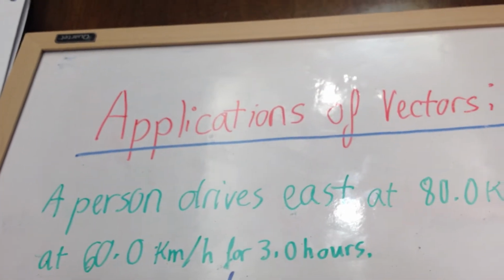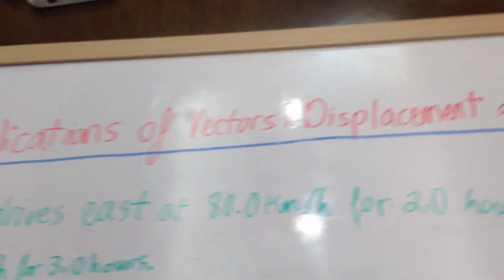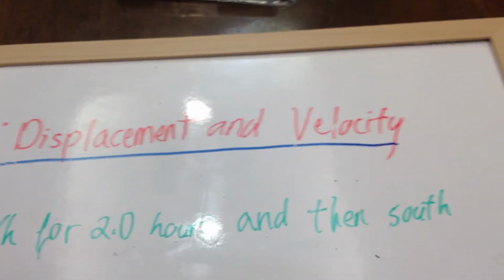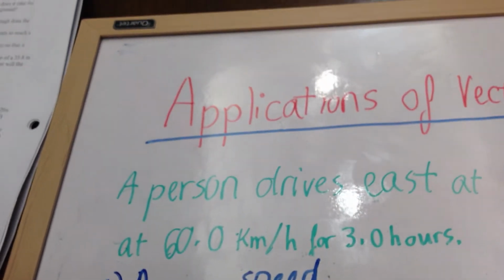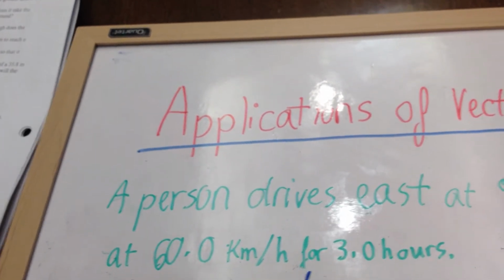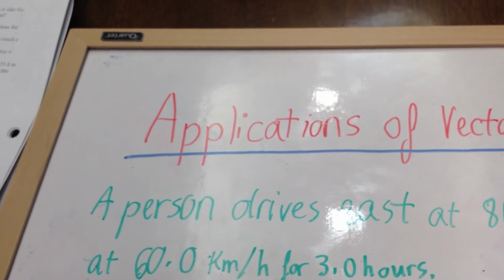Hi, today I'm here to explain the applications of vectors, displacement, and velocity. Now, velocity is like speed, except it also has direction. Now let's look at a specific example of 2D velocity.